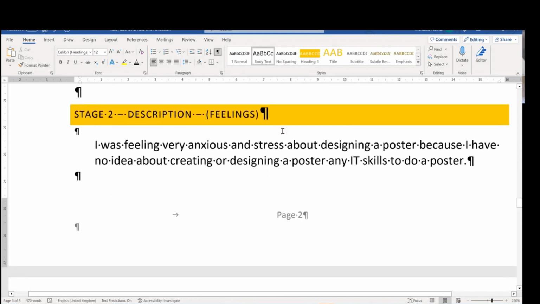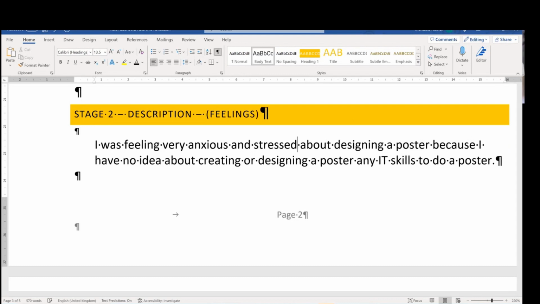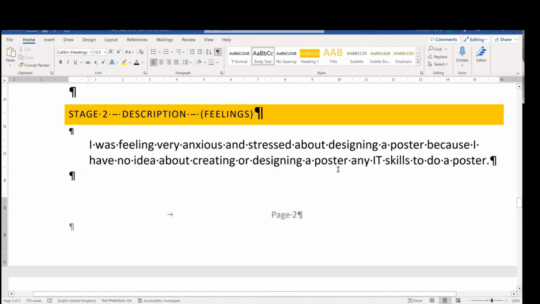And then you describe your feelings. I was very anxious and stressed. There's something missing. Stressed about designing a poster because I have no idea about creating or designing a poster. Yeah, I think there should be a dot. So try and get into the habit of being more academic. I was feeling very anxious and stressed about designing a poster because I have no idea about creating.